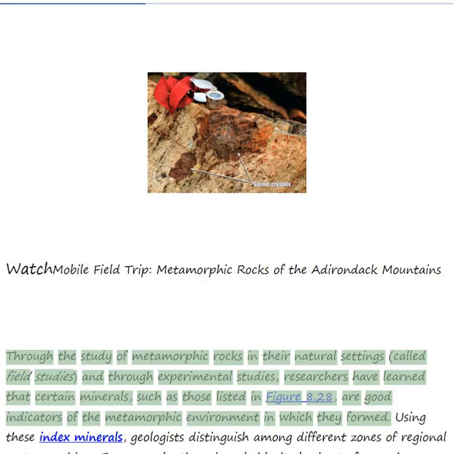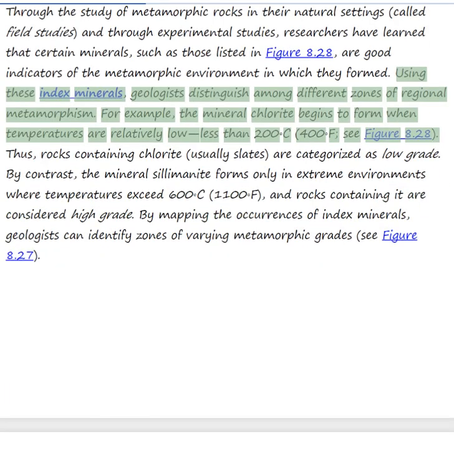Through the study of metamorphic rocks in their natural settings and through experimental studies, researchers have learned that certain minerals, such as those listed in Figure 8.28, are good indicators of the metamorphic environment in which they formed. Using these index minerals, geologists distinguish among different zones of regional metamorphism.